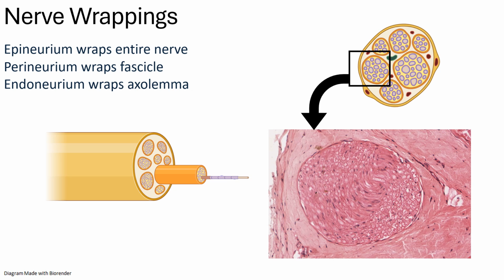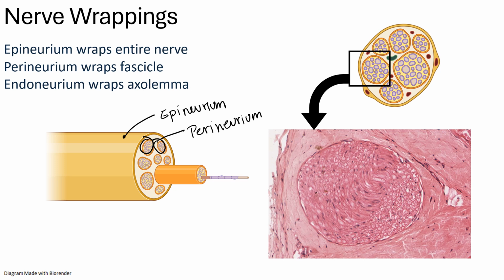Just as bone had the periosteum and muscles had the three coverings of the endo-, peri-, and epimysium, nerves also have three coverings. The epineurium covers the entire nerve, just as the epimysium encloses the entire muscle. Again, we have fascicles, right? These are fascicles, which are then surrounded by a perineurium.